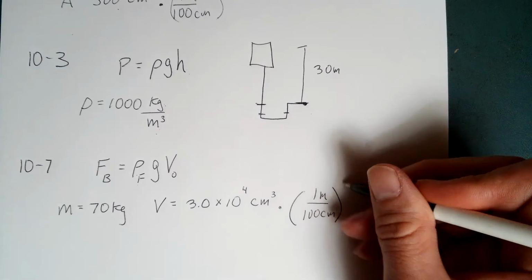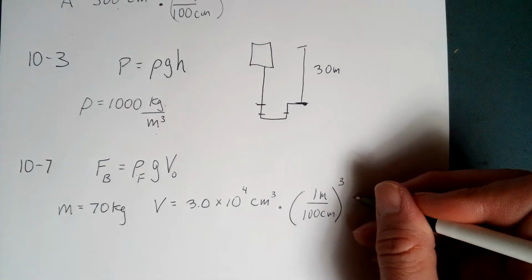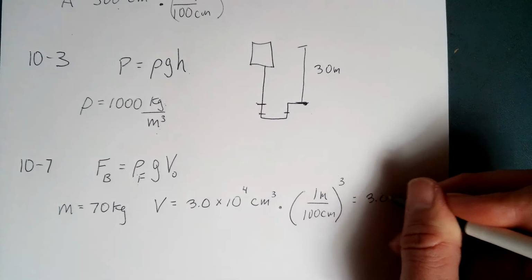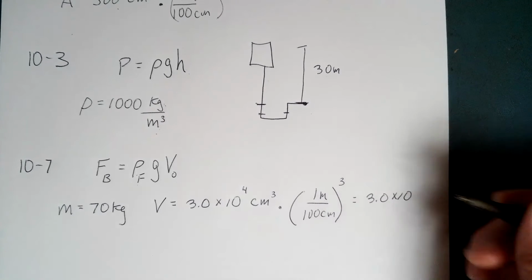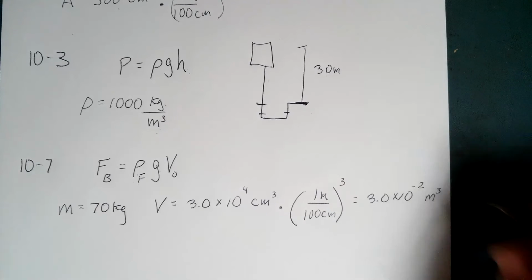Well, now it's cubed, right? So we've got to cube this. So actually dividing by 1,000,000, or 10 to the negative 6. Let's see, dividing by 10 to the 6, so that's, now this is a pretty big statue.